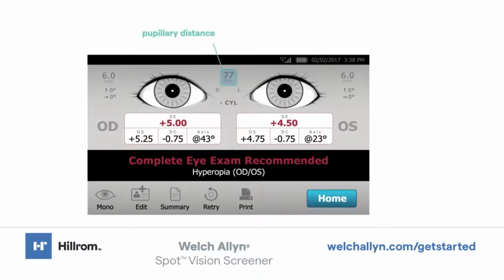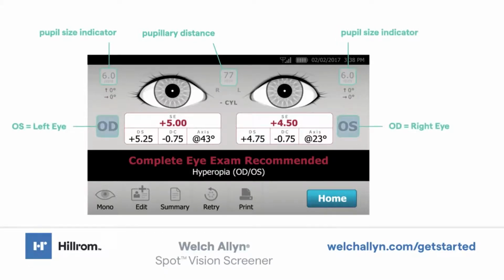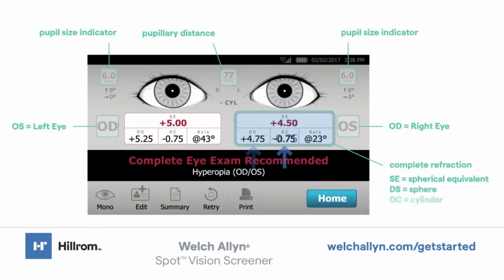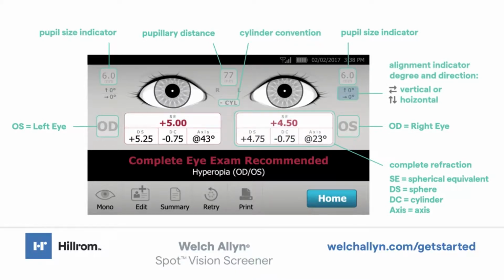Pupillary distance, pupil size indicator, right eye, left eye, complete refraction, spherical equivalent, sphere, cylinder, axis, cylinder convention, alignment indicator, degree horizontal, vertical. Results that are out of range are indicated in red.